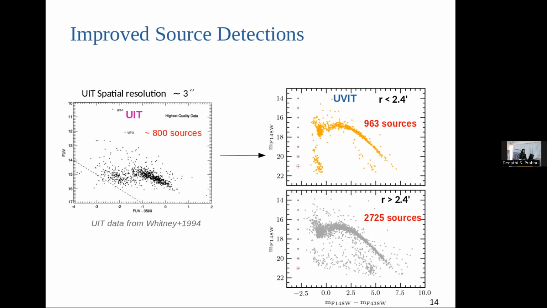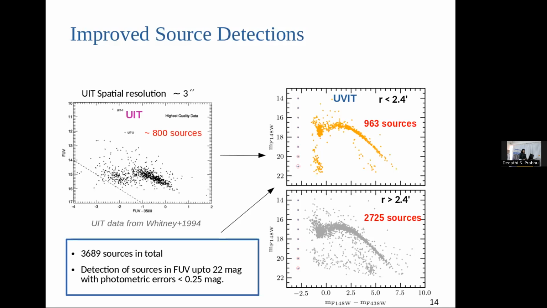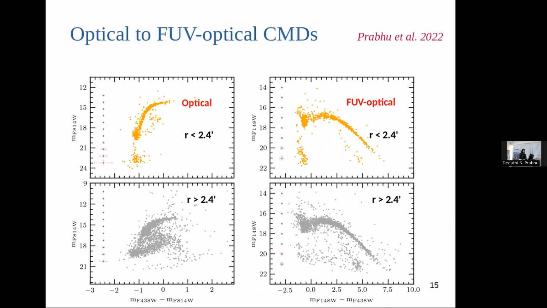And on the top, you can see the sources detected in the HST region, and on the bottom, you can see the sources detected beyond the HST region. Using the detected sources up to 22 magnitudes, with errors of less than 0.25 magnitude. So here again, I am showing the color-magnitude diagrams. On the top, the sources detected within the HST field, and on the bottom, the detected sources outside the HST field.